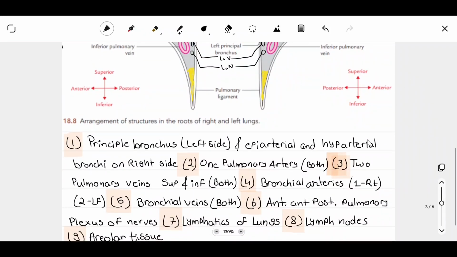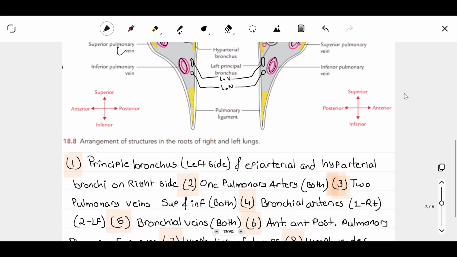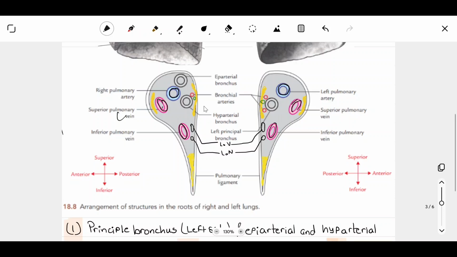So next I have two pulmonary veins, one superior and one inferior, in both lungs, and since these veins carry oxygenated blood, they are coded with red color. Next I have bronchial arteries, one in the right and two in the left. This is our bronchial artery, the red colored bronchial artery, one in the right and two in the left.